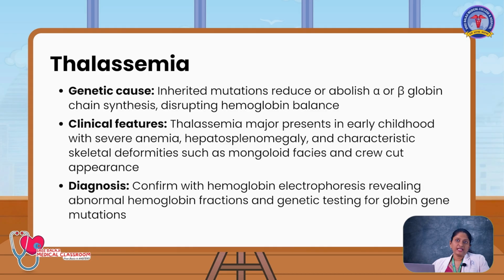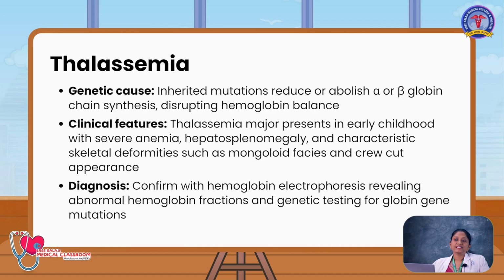Moving on to hemolytic anemias, thalassemia is one of the inherited disorders of hemolysis, where there are alpha or beta globin chain defects that cause severe anemia and systemic manifestations. Because of inherited mutations, there is reduced or absent alpha or beta globin chain synthesis, which disrupts the hemoglobin balance. Based on clinical severity, these patients are classified as thalassemia major, thalassemia intermedia and thalassemia minor.